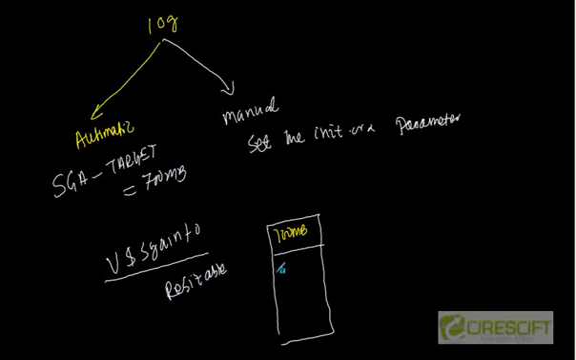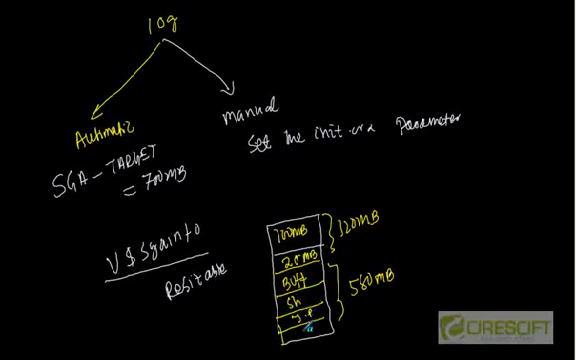Then let's say there is some other fixed value, another 20 MB. So essentially 120 MB is the fixed amount of memory, and the remaining 580 MB is shared between the buffer cache, shared pool, Java pool, large pool, and streams pool. All of these together have 580 MB in total.